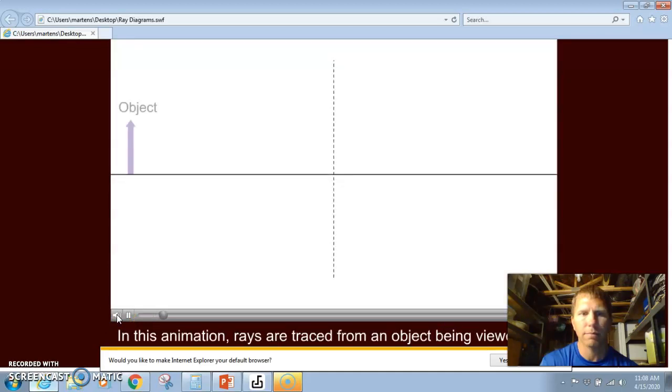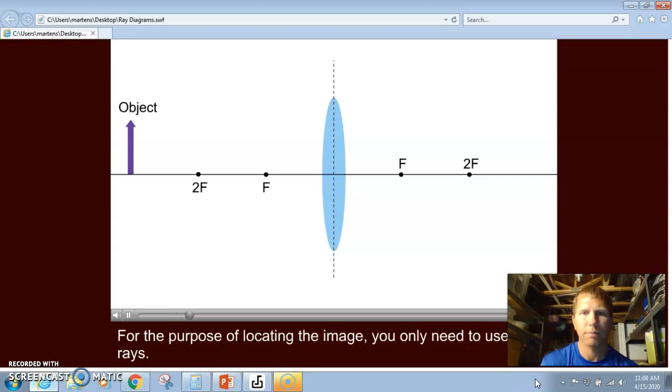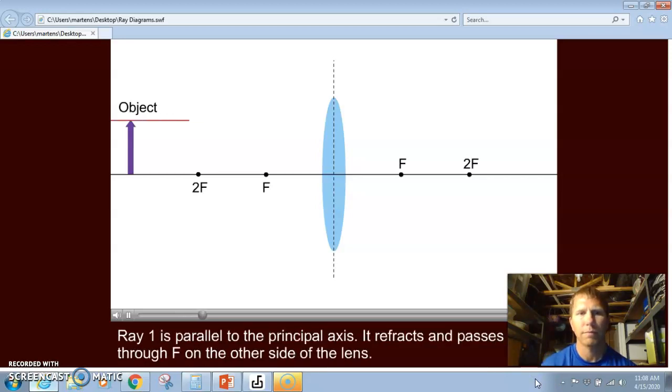In this animation, rays are traced from an object being viewed from a convex lens. For the purpose of locating the image, you only need to use two rays. Ray 1 is parallel to the principal axis. It refracts and passes through F on the other side of the lens.